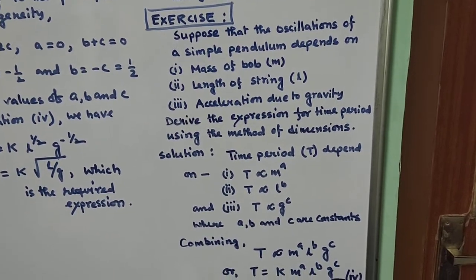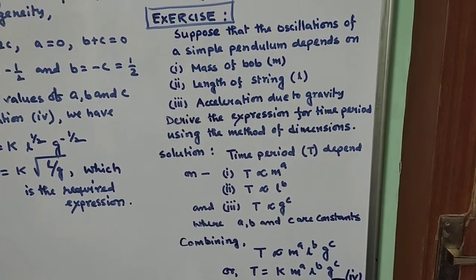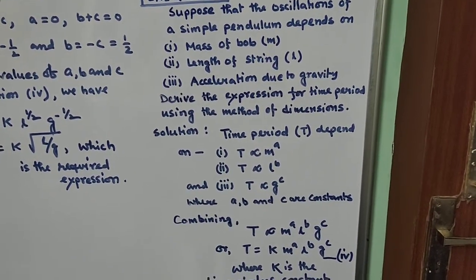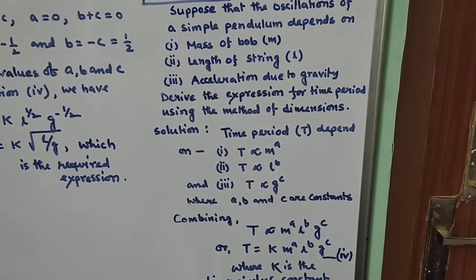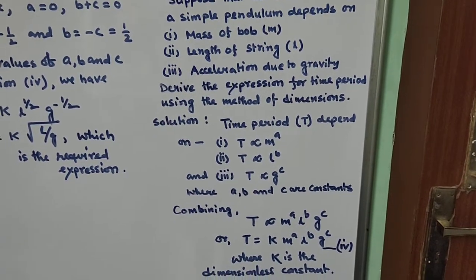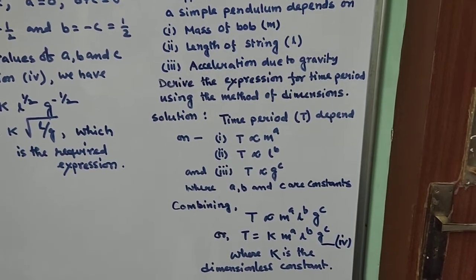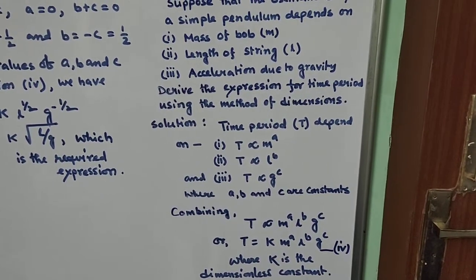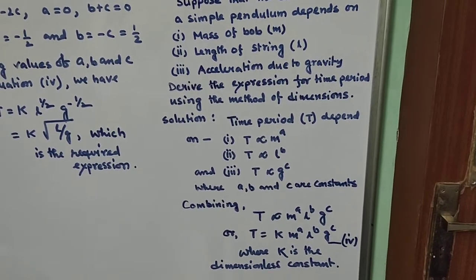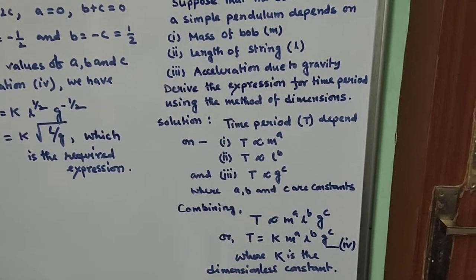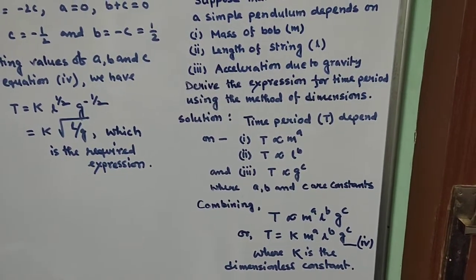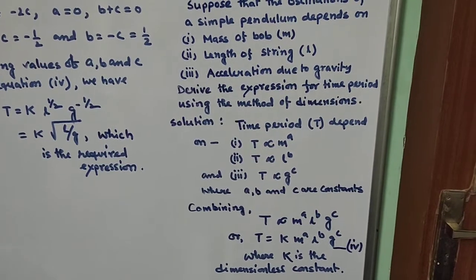So what we do now, we combine time period with these physical quantities. So T proportional to m to the power a, L to the power b, g to the power c. And if you want to replace this proportional sign with an equal sign, then we have to bring in one constant. So here k is the dimensionless constant. Constant and dimensionless constant, there is a difference. Some constants have dimensions, for example the gravitational constant, but here we are considering k as a dimensionless constant. It does not have dimensions, and we have specified this expression as equation number 4.